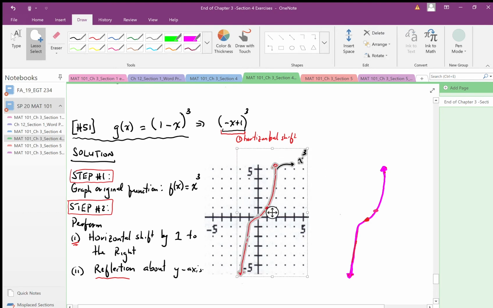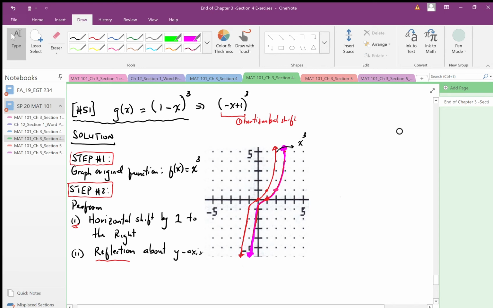Let me just use this one right here. I'm going to move it over to the right, so it looks something like this. And now, as you can see here, I have a negative sign in front of the x, telling you and I that I have to implement a reflection about the y-axis.